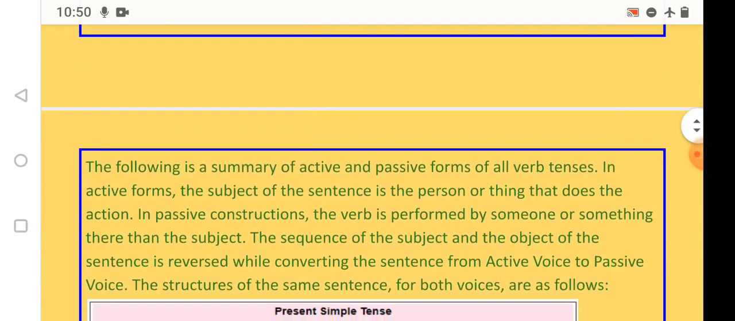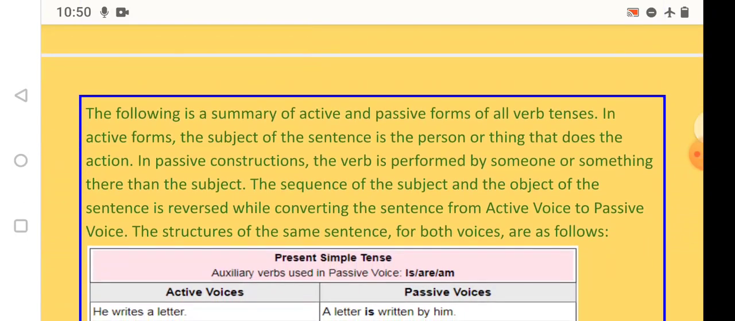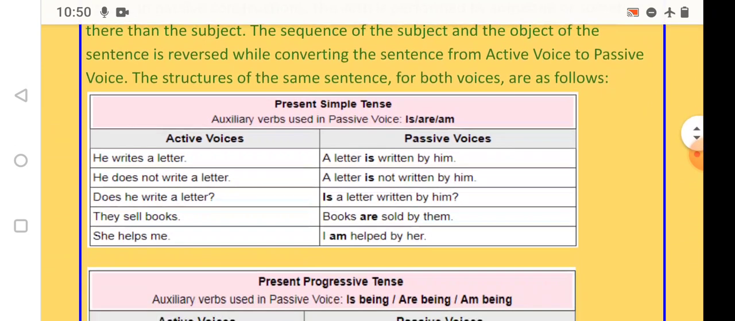The following is a summary of active and passive forms of all verb tenses. In active form, the subject of the sentence is the person or thing that does the action. In passive construction, the verb is performed by someone or something other than the subject. The sequence of the subject and the object of the sentence is reversed while converting the sentence from active voice to passive voice. The structure of the same sentence for both voices is as follows. In the present simple tense, the auxiliary verbs used in passive voice are am.